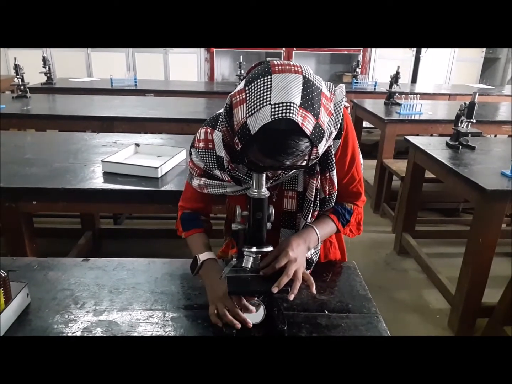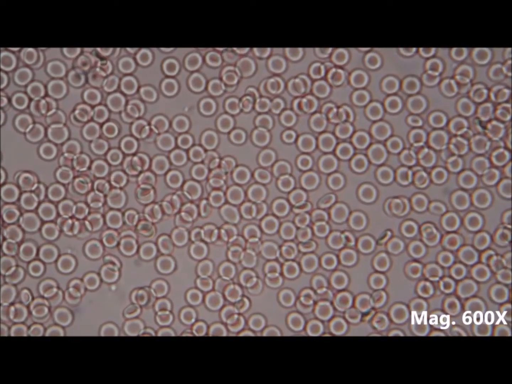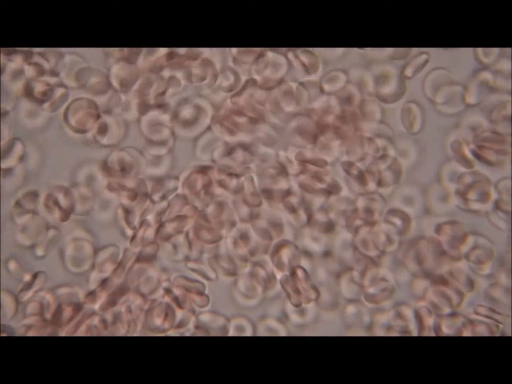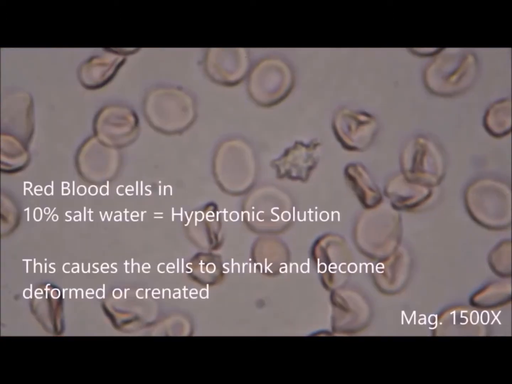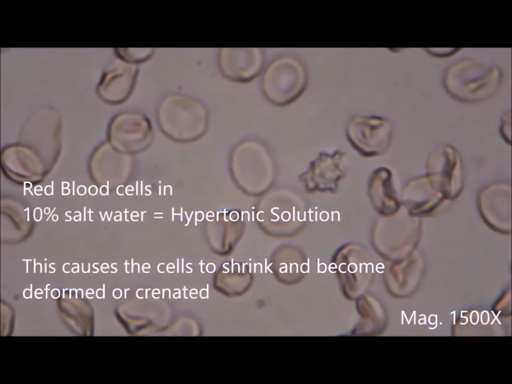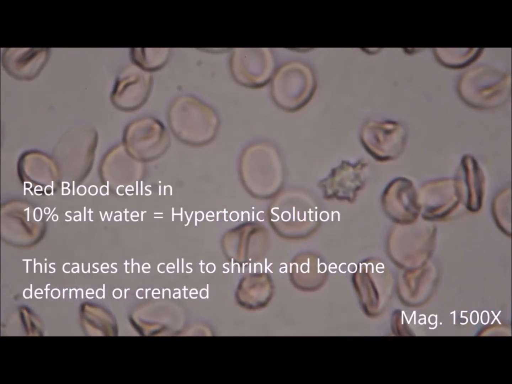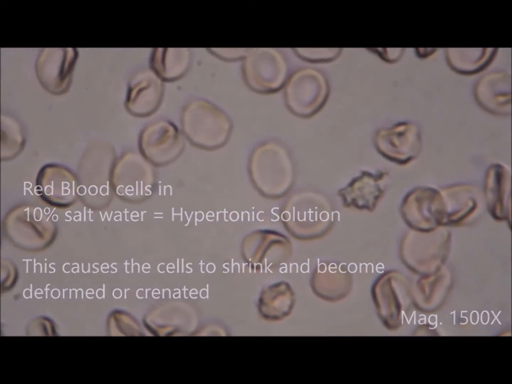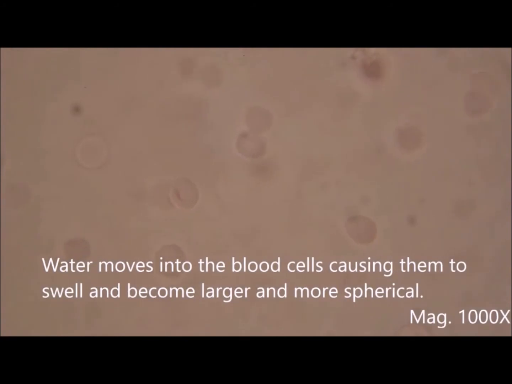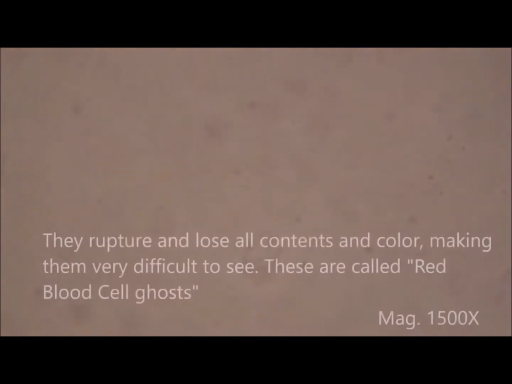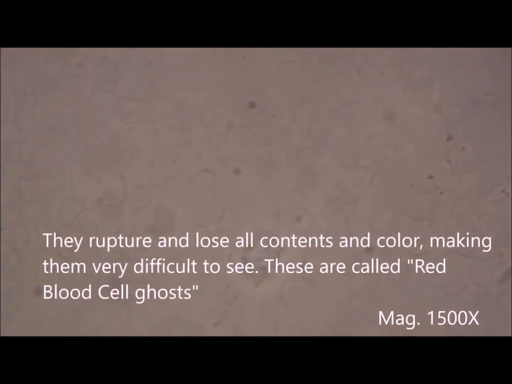Observe under the microscope. When we observe under the microscope, in isotonic solution, the RBCs are normal. See, the size and shape of the RBCs are normal. But red blood cells in 10% sodium chloride solution, that is hypertonic solution, shrink and become deformed or crenated. See, in hypotonic solution, water moves into the blood cells, causing them to swell and become larger and more spherical. They rupture and lose all content and color, making them very difficult to see. These are called red blood cell ghosts.